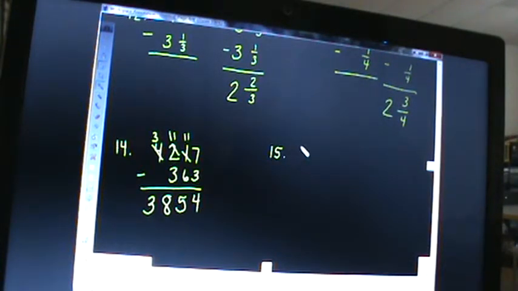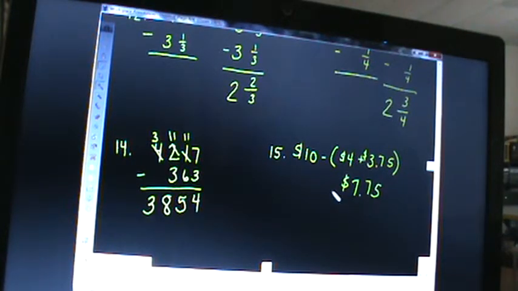15. My problem is $10 minus $4 plus $3.75. Remember, we need to work the parentheses first. So 4 plus $3.75 is $7.75. And we're subtracting it from 10. So now we have $10 minus $7.75.